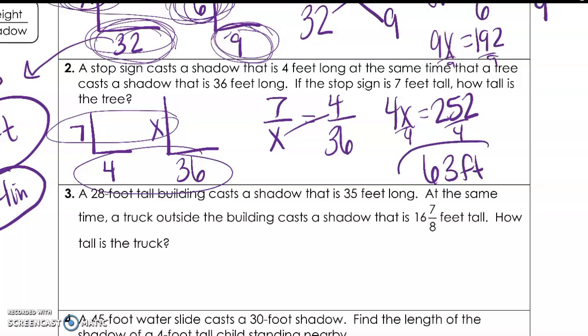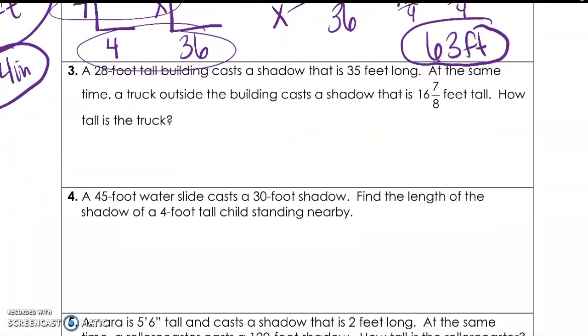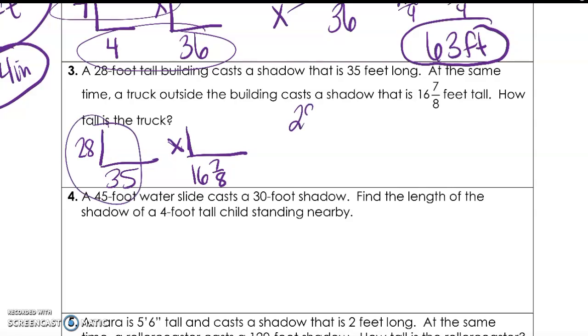We are trying to find how tall the tree is, so 63 feet. Number 3, we have a 28-foot tall building, and it has a 35-foot shadow. We have a truck. That shadow is 16 7/8. We're trying to figure out how tall the truck is. So again, how you set up the proportion is up to you. Just to do something different, I will go this way first. So 28 over 35 is equal to x over 16 7/8.